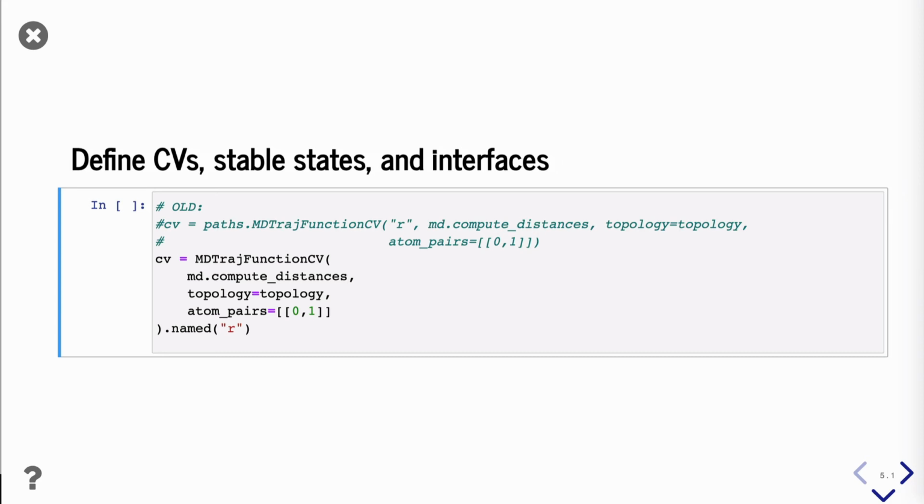That's no longer true in the new storage. However, you can name a CV just like you would name any other object in OPS with the .named function. Other than that, it's the same. You have the function that you're wrapping, md.compute_distances. For MDTraj functions, you need to provide a topology, and then any additional keyword arguments that go to that md.compute_distances. In this case, it is atom pairs, and we're looking at the distance between atoms 0 and 1.